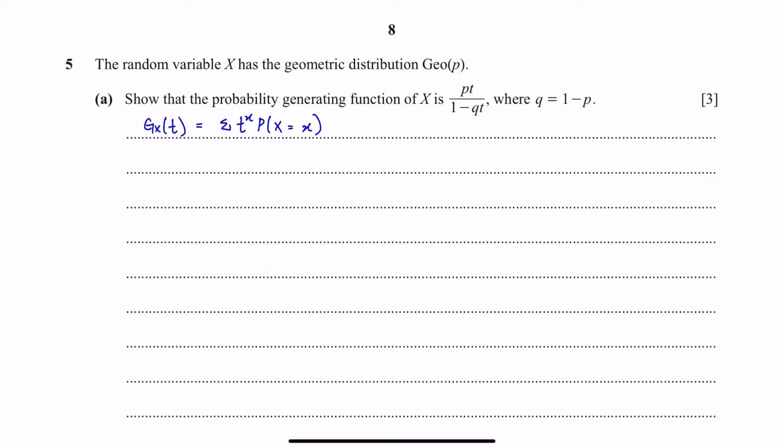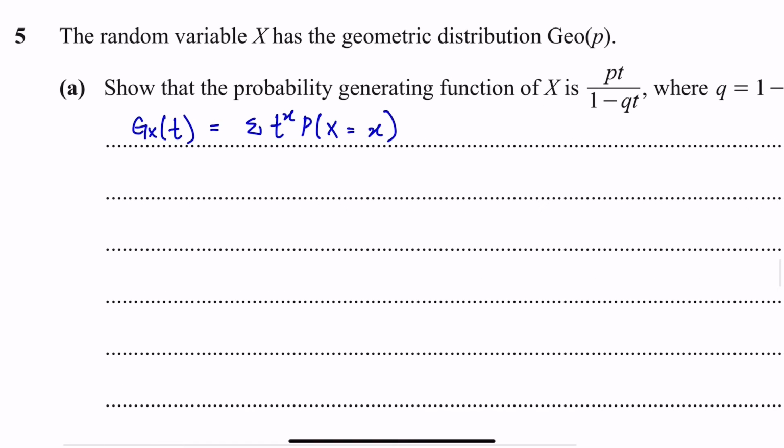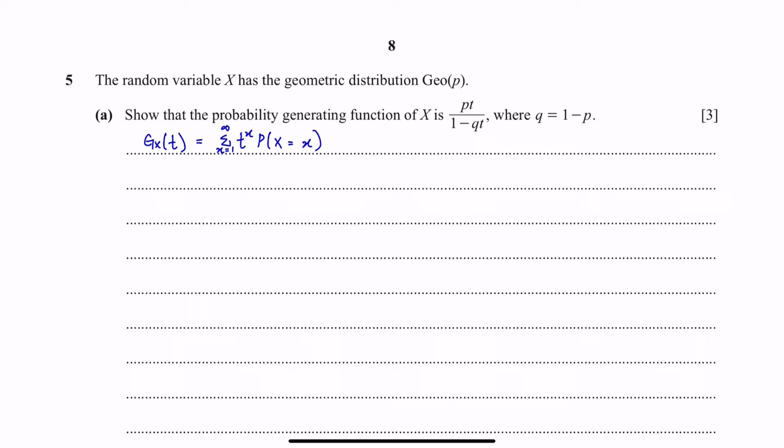And since it's a geometric distribution, our x value starts from 1 and goes to infinity, because we just keep trying until we get the result that we want. So this means that we have to start from x equals 1 and we don't end the summation.